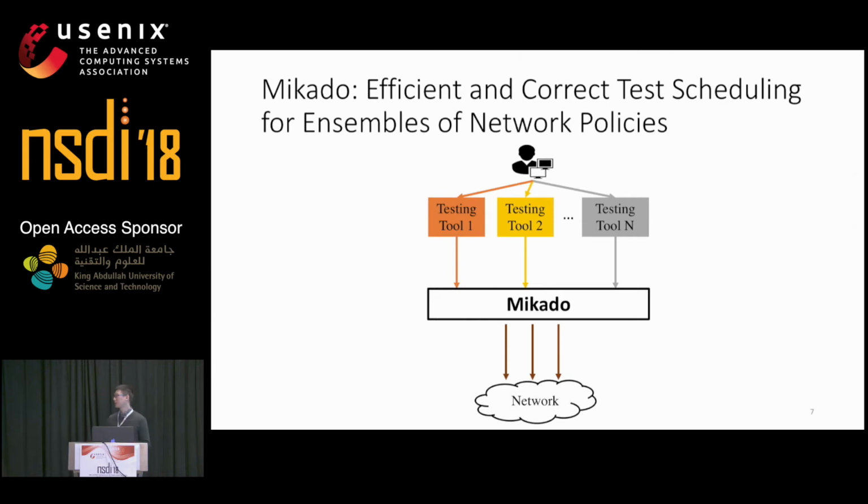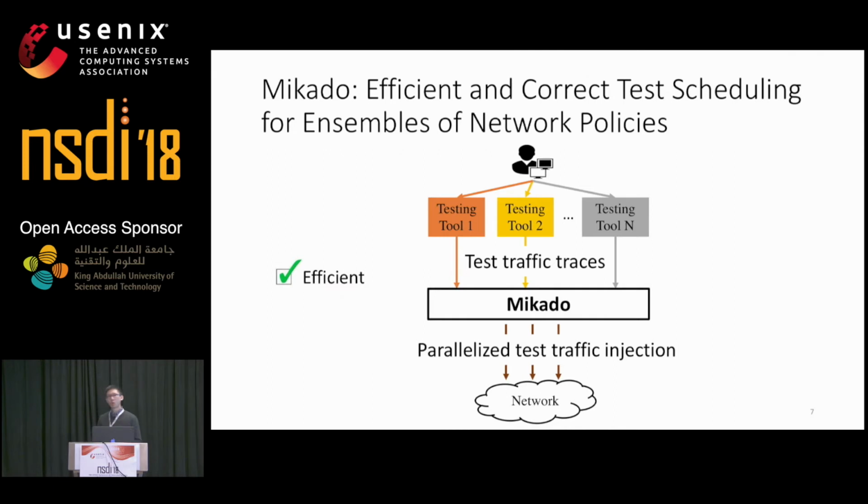As input, Mikado takes all test traces from these testing tools. Internally, Mikado runs a scheduling algorithm and then generates a schedule that is able to parallelize the injection of the test traces. When we design Mikado, there are two high-level goals we want to achieve. First, we want to make sure that the schedule is efficient. In particular, compared with sequential scheduling algorithms, we want much more efficient improvement compared with the naive solution. And the second goal is that we have to guarantee that our schedule always returns the correct results.